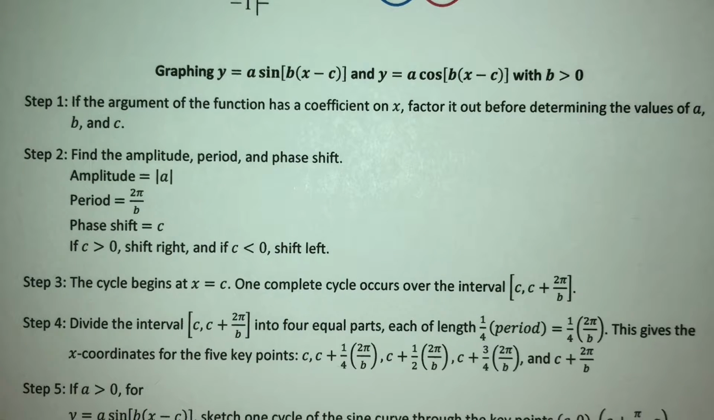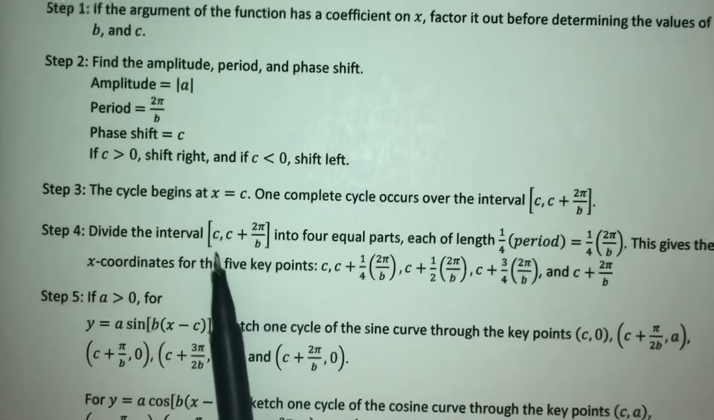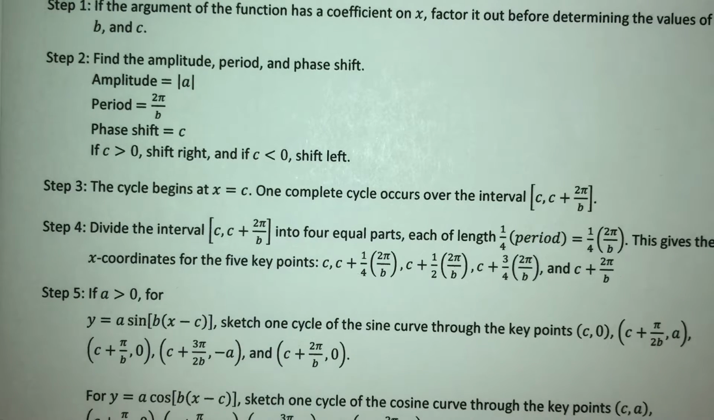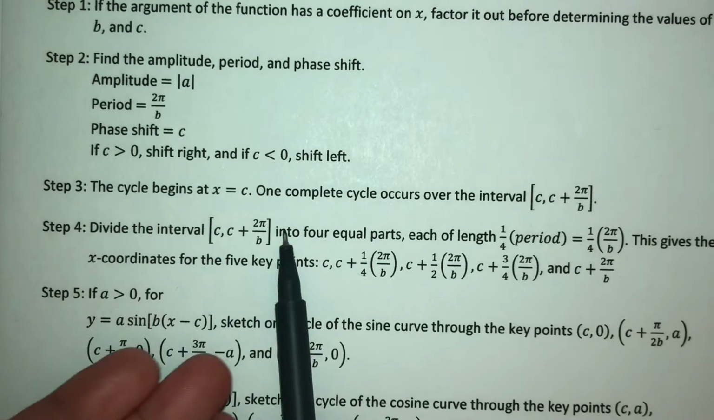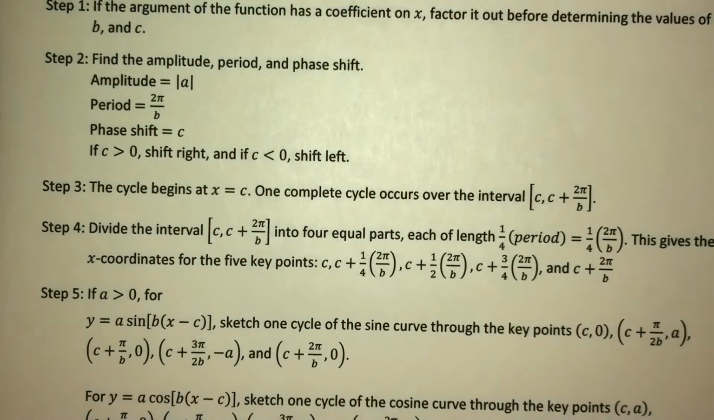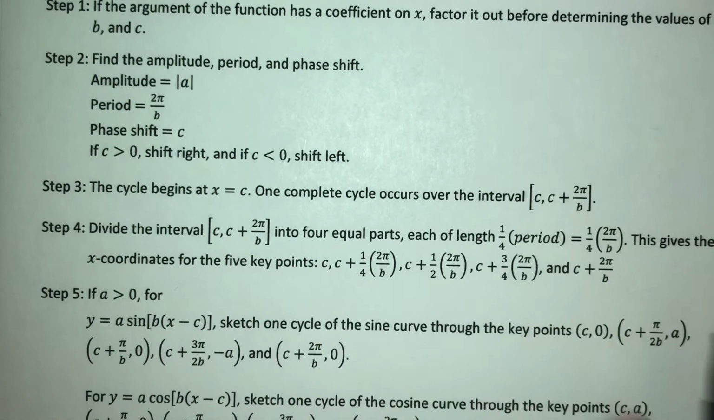The cycle always begins at c. And then it goes from c to c plus 2 pi over b. Before we had the shift, it was 0 to 2 pi over b, so this is just adjusting for that. If we have the same period, it's just going to be moved left or right. Again, we break up that period and add 1/4 of it each time. In the previous examples, our c value has been 0, so we had 0 and then our ending point, and we've added 1/4 of it every time.